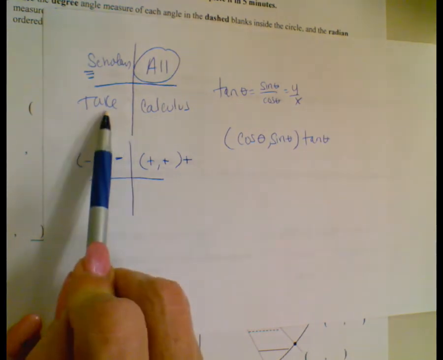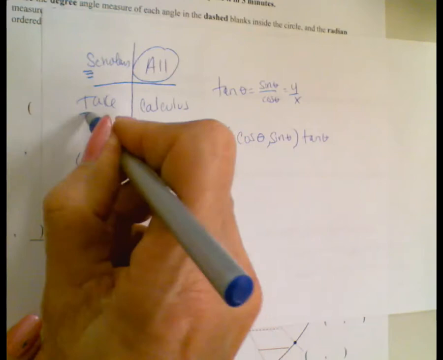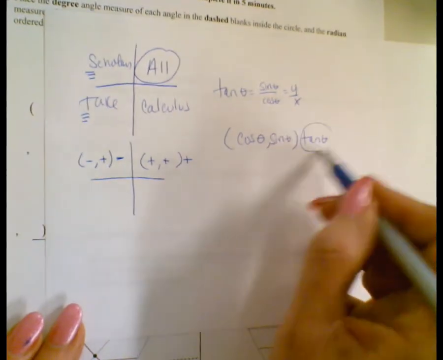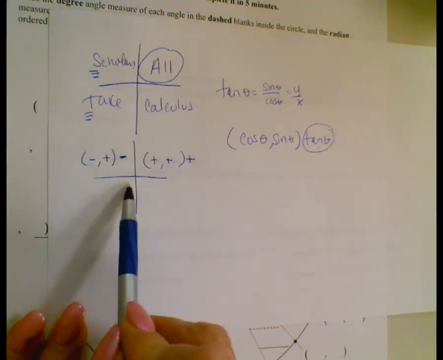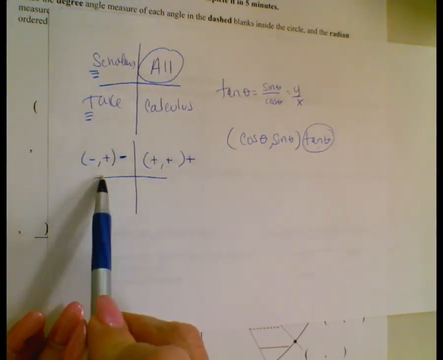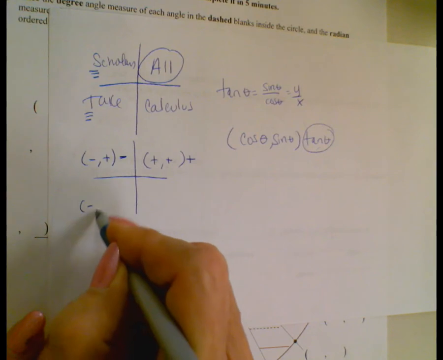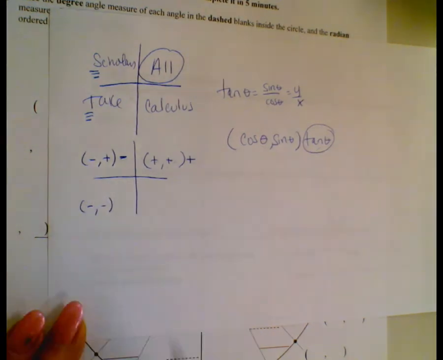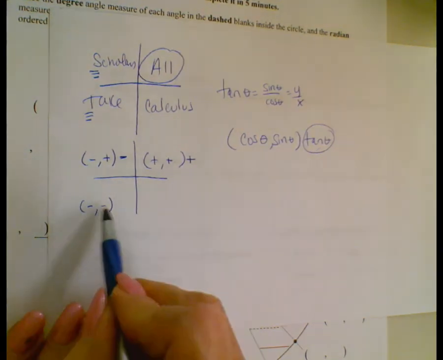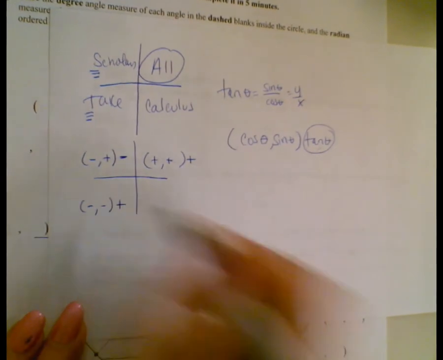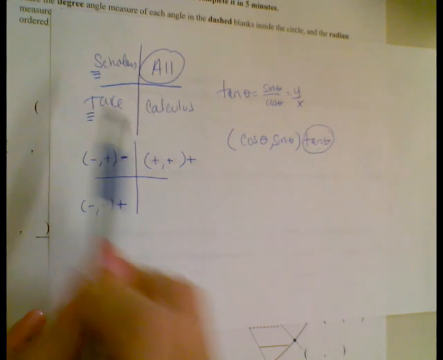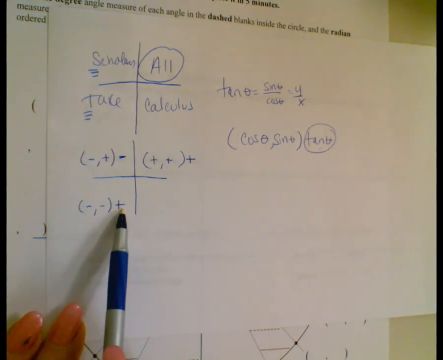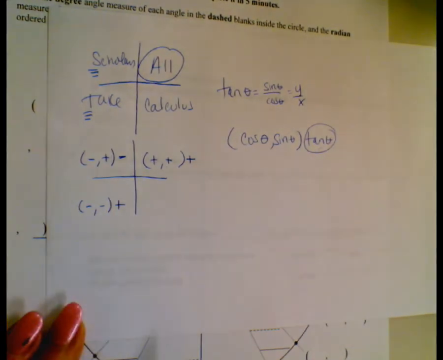So in the third quadrant, "take" means tangent is positive. So the outside one is positive, but the other two are negative. What that means is to get to the third quadrant, you have to go left and down. That's two negatives. Left and down means negative, negative. A negative divided by negative is positive. So again, "take" means tangent is positive. That's why that is positive, and that is why the other two are negative.